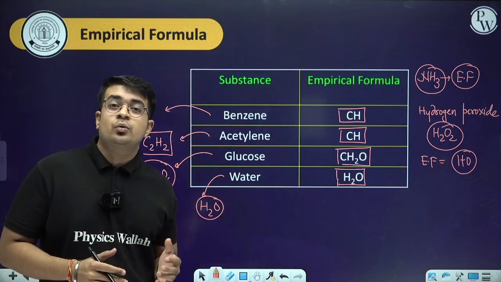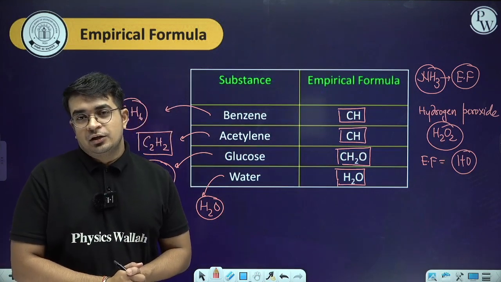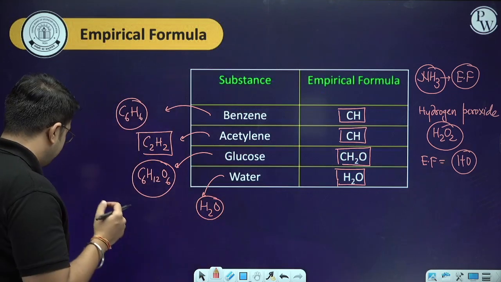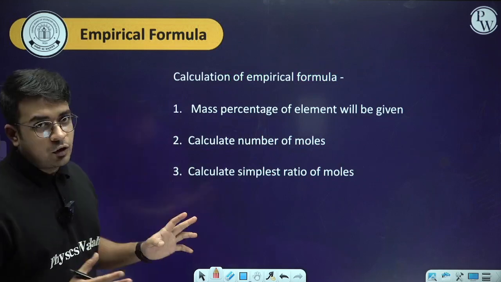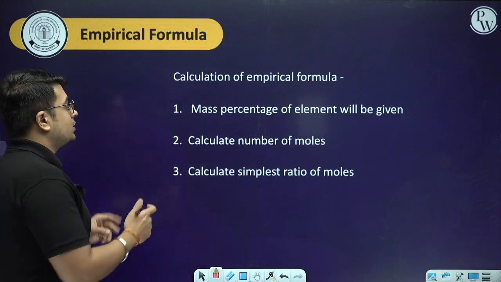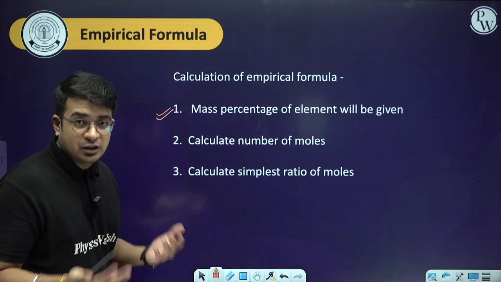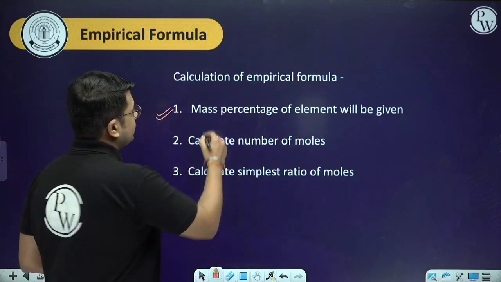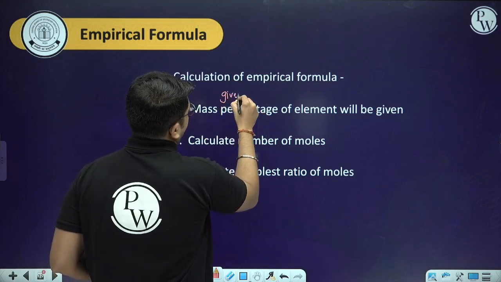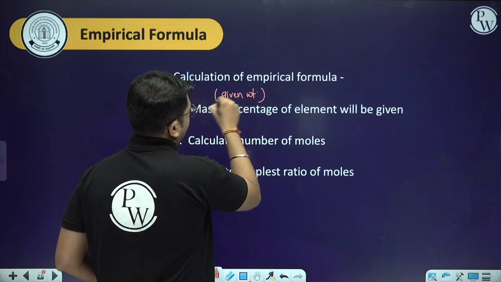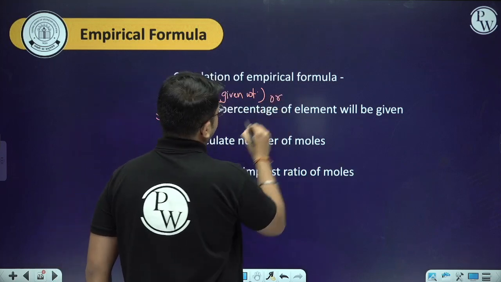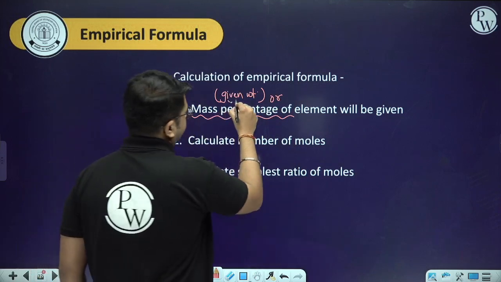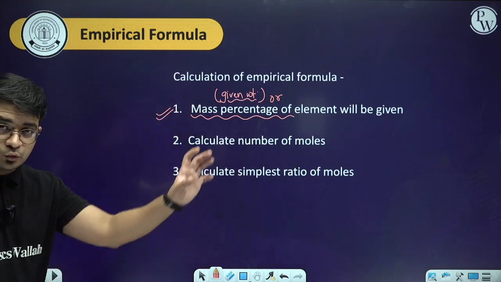But the question is, how can we calculate this particular part? So, these questions are very easy, they are very straightforward. Whenever we are dealing with the calculation of empirical formula, you need to understand three important steps. First one, the information which is given in the question: either the mass percentage of the element is given or the given weight is also given. These are the two pieces of information which are already given in the question. You have to search for the data.